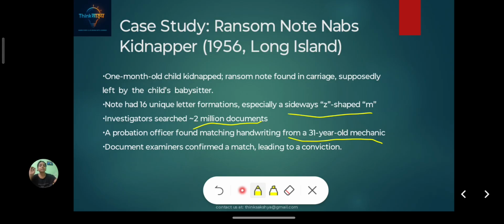The same distinct feature of writing M as a sideways Z was observed in the writing of a 31-year-old mechanic. So the babysitter was concluded to be innocent, and he was convicted. The mechanic was convicted by the document examiners after they matched and analyzed the handwriting of the two.